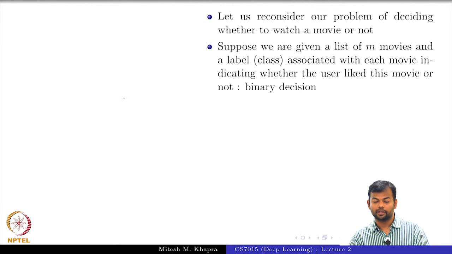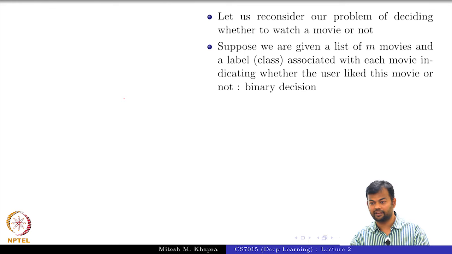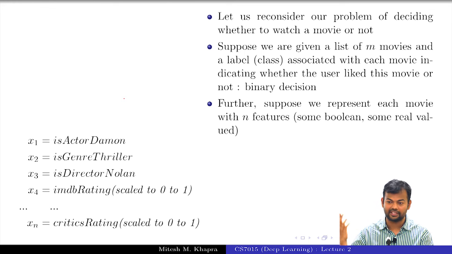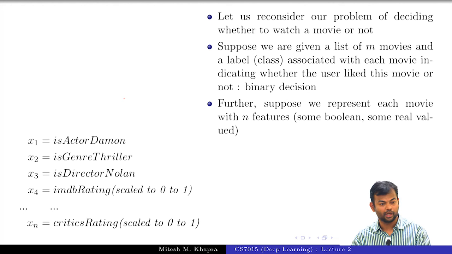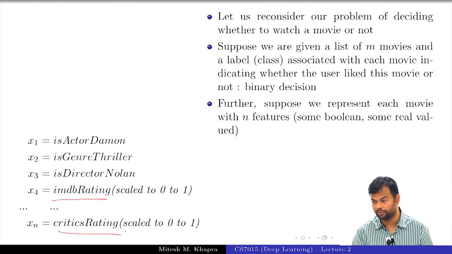Now here, the situation is that we're given a list of M movies and a class associated with each movie indicating whether we like the movie or not. So now we have some data of the past M movies that we have seen and whether we like them or not. And now instead of just 3 variables, we have these N different variables based on which we are making decisions. And notice that some of these variables are real. They are not Boolean anymore. The rating could be any real number between 0 to 1.